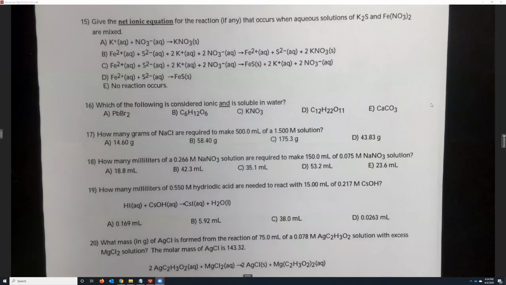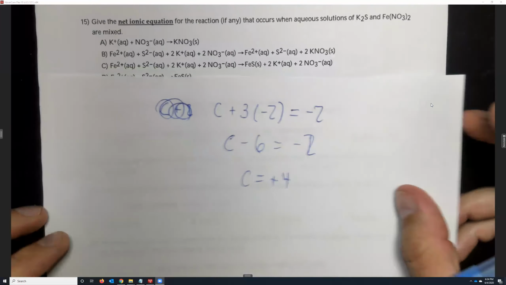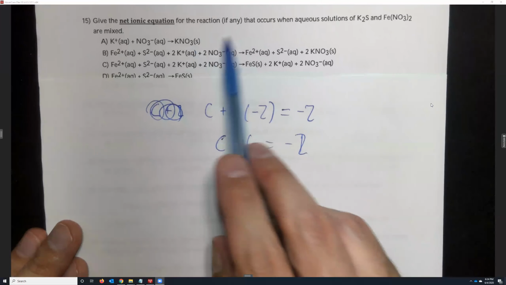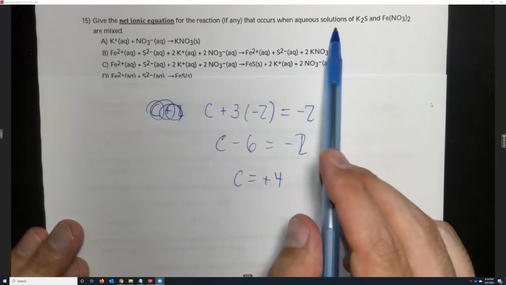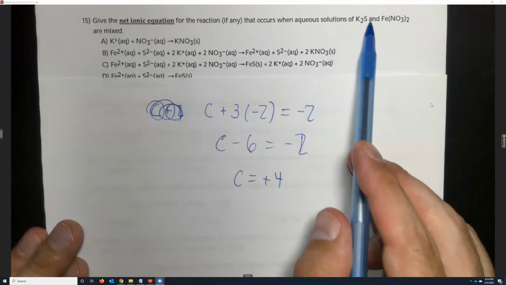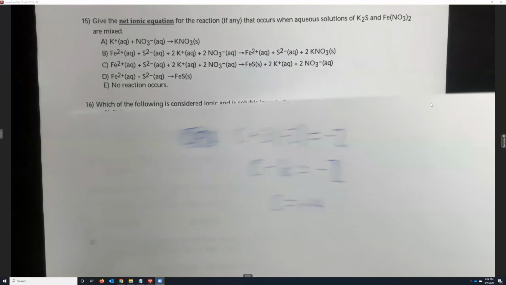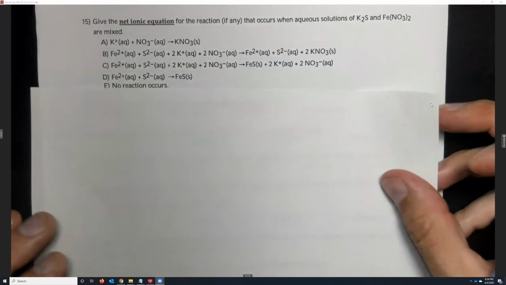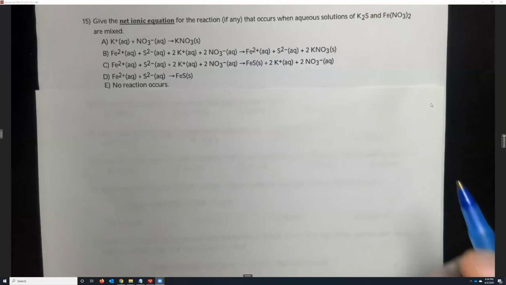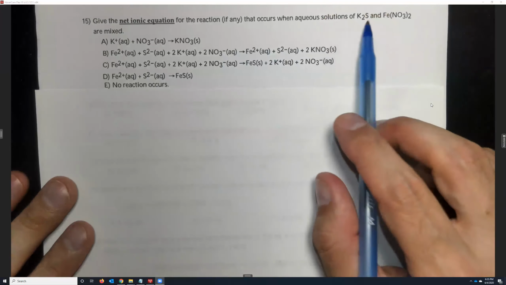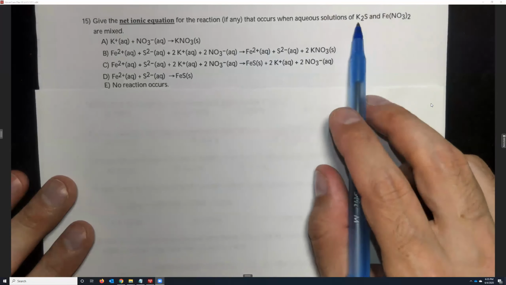It says, give the net ionic equation for the reaction, if any, that occurs when aqueous solutions of K2S and FeNO3 are mixed. And I'm not prepared here because I don't have my sheet that gives me the solubility rules. So you're just gonna have to take my word for it on the solubility rules.